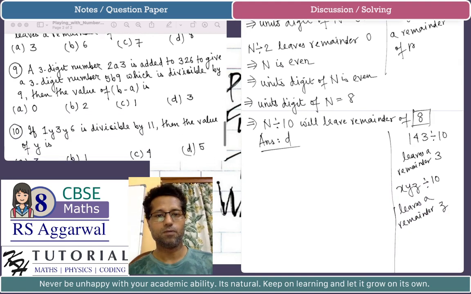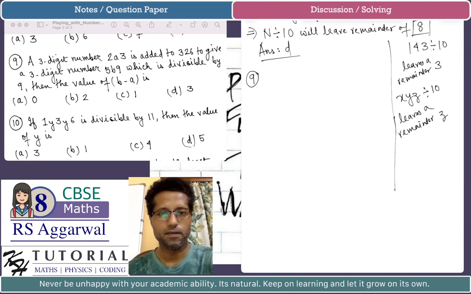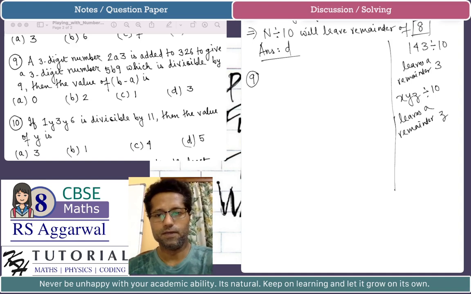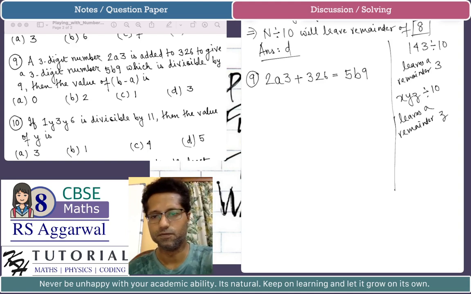Okay, let's do problem number 9. A 3-digit number 2A3 is added to 326 to give a 3-digit number 5B9, which is divisible by 9. Then the value of B minus A is. Okay, so it is given that we have a 3-digit number 2A3, A is some digit, which when added to 326, gives a 3-digit number 5B9. This is one fact given, where A and B are some digits we don't know.